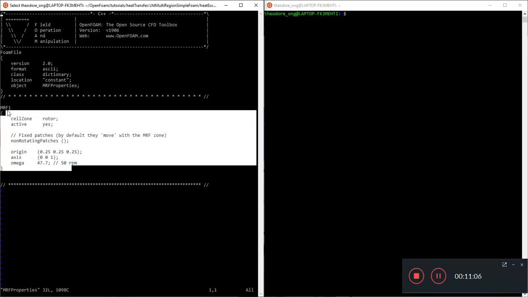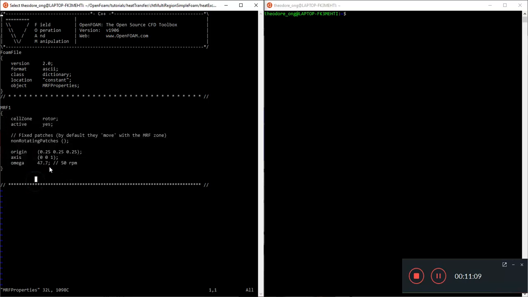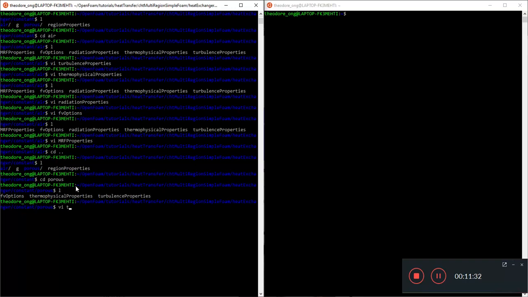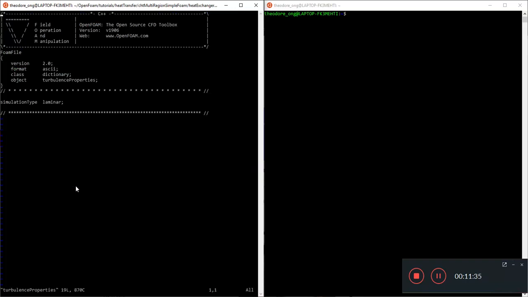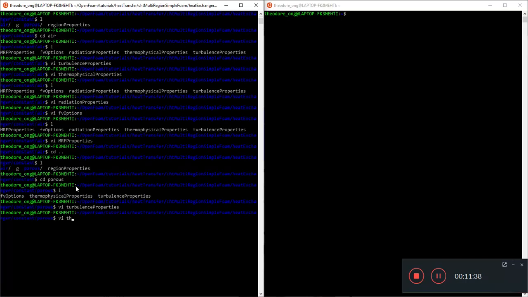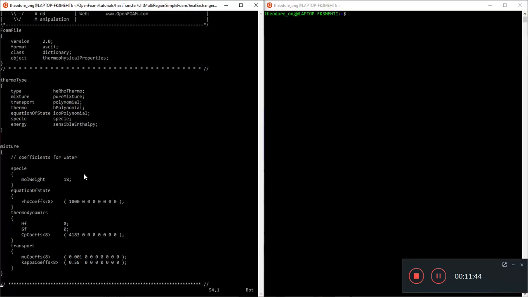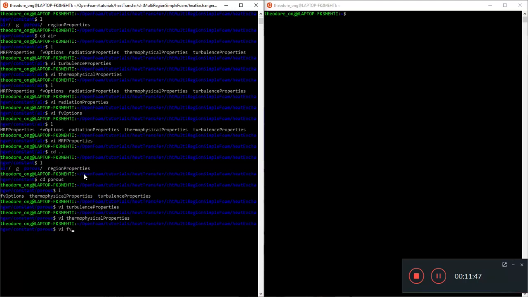So MRF1, it says cell zone is a rotor, active yes. So again, it looks like there is some rotor that is spinning within this medium. Okay, so that's spinning within the air medium. So that's part one. The air medium is done, and the interface between the air and the porous medium is also being calculated. So we can look at the turbulence properties for the porous region. Okay, it's a laminar simulation here. We can take a look at thermophysical properties. Again, this is water, so it's some kind of water flowing through a porous region. And then we can take a look at fvOptions.